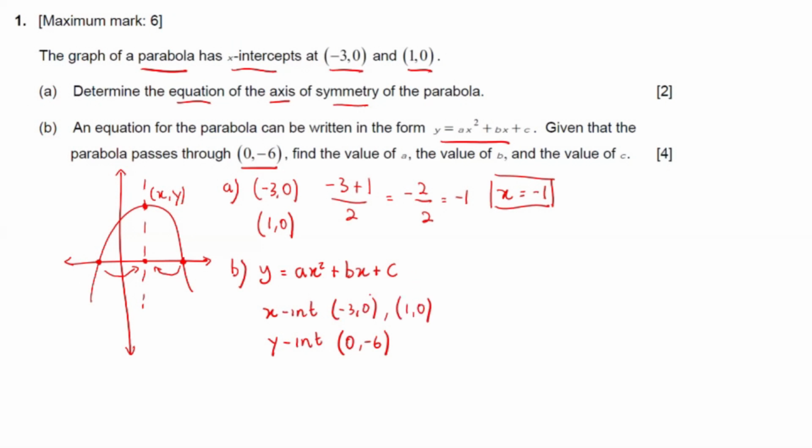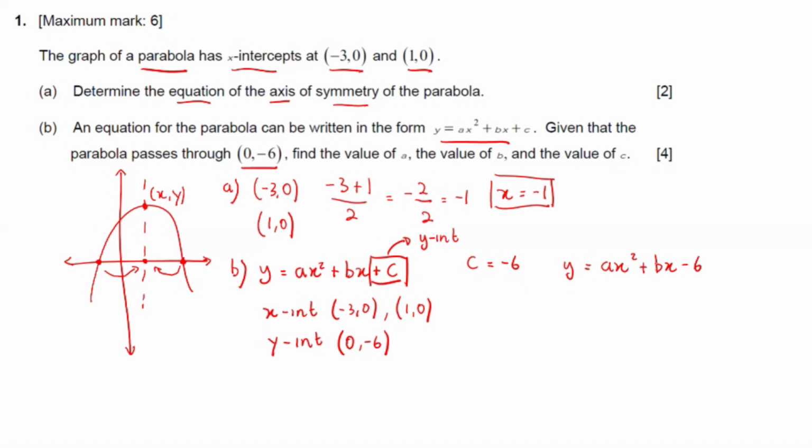Now, remember that c is always the y-intercept right here. Why? Because if we substitute the y-intercept, x is going to be 0. This will be gone, this will be gone, because x equals 0. So we end up having y equals c. So we can define first that c equals -6. Okay, so now our equation for now is y equals ax squared plus bx minus 6.